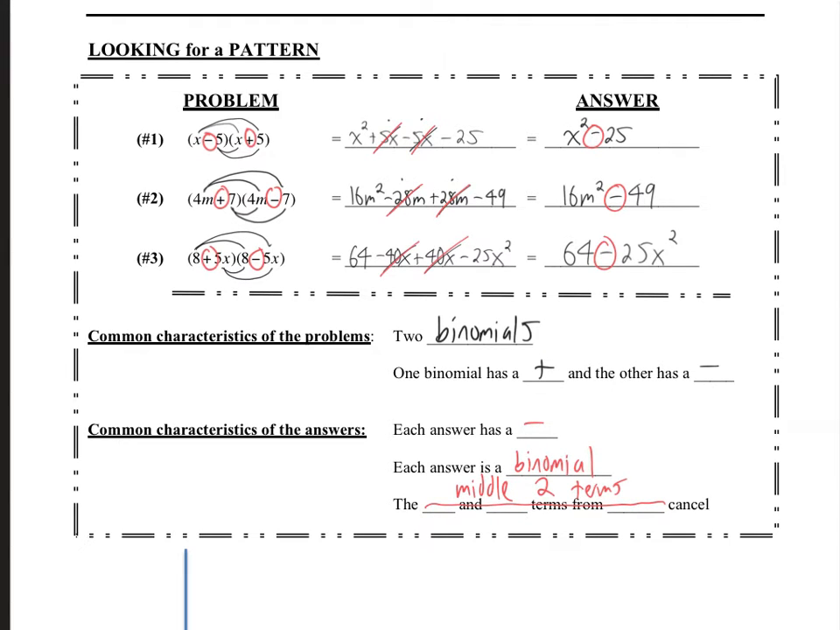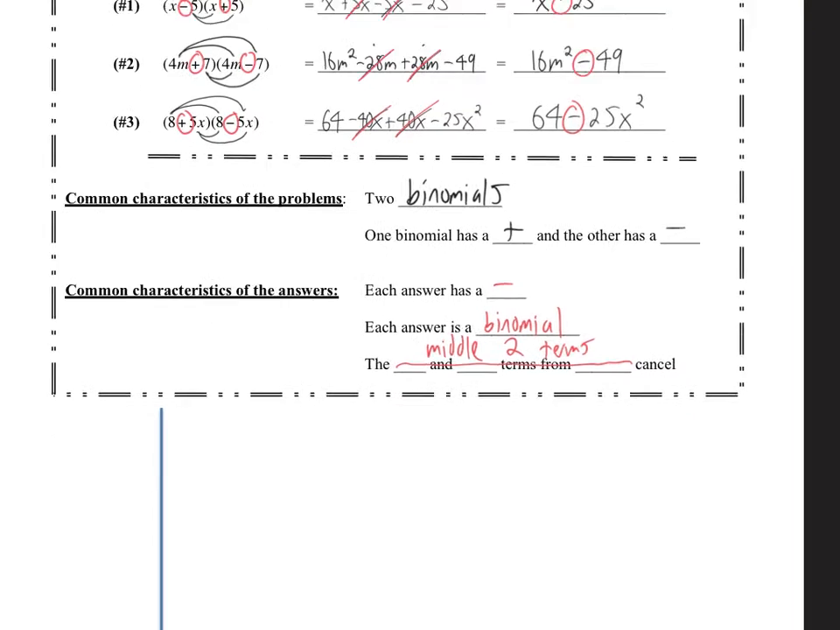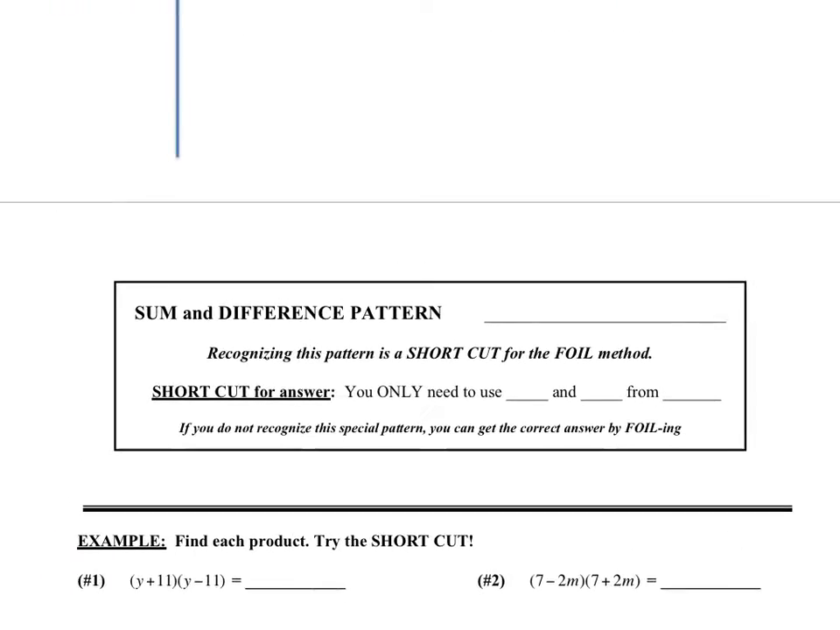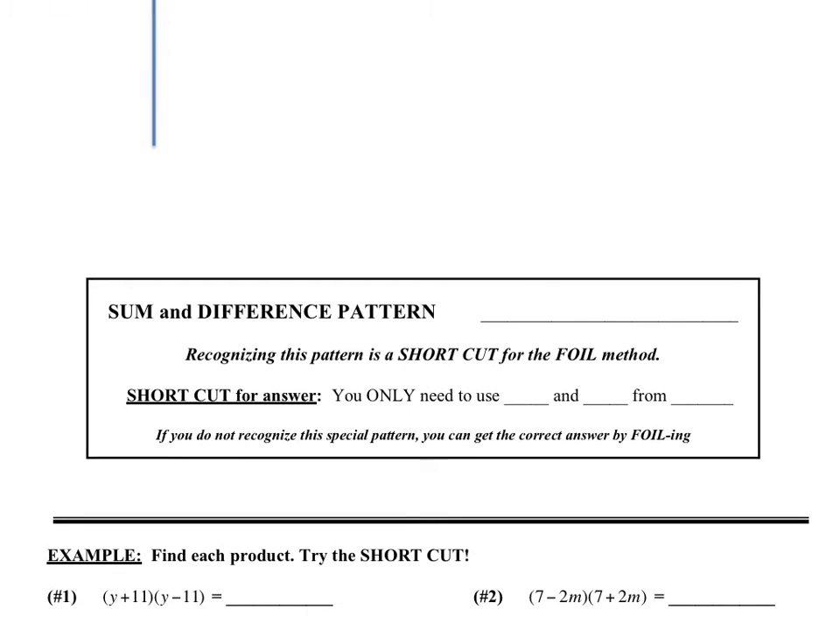So the middle 2 terms when you FOIL, or the O and I in FOIL, I guess, if you want to use the FOIL method, or just the middle 2 terms when you distribute everything, are going to cancel out. Okay? So what's the pattern? This is called the sum and difference pattern, or difference of squares is how it's written. The result is written as a difference of squares.